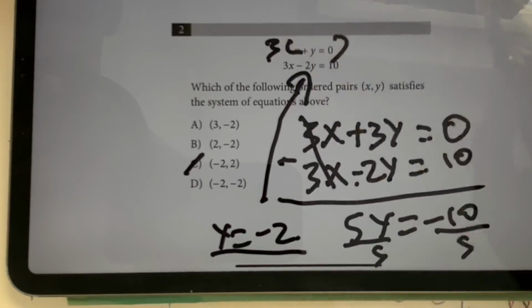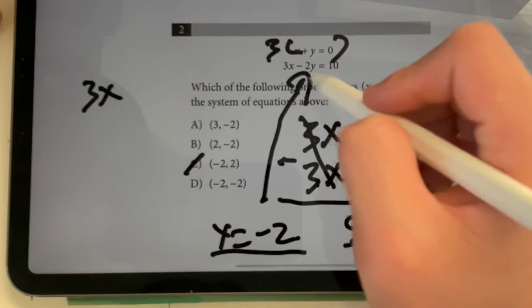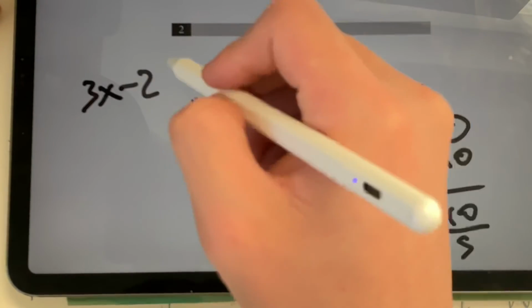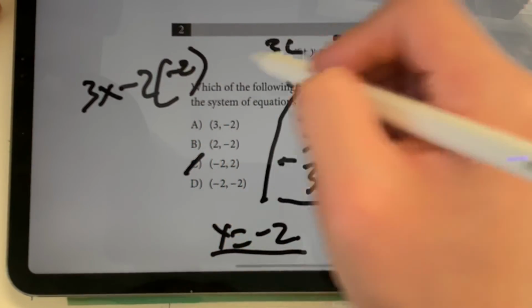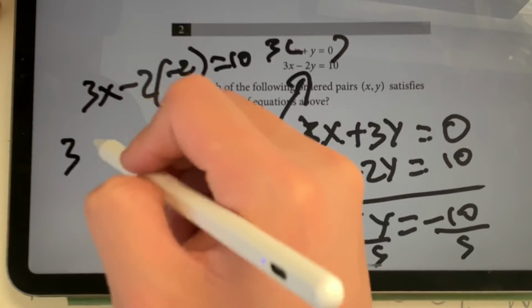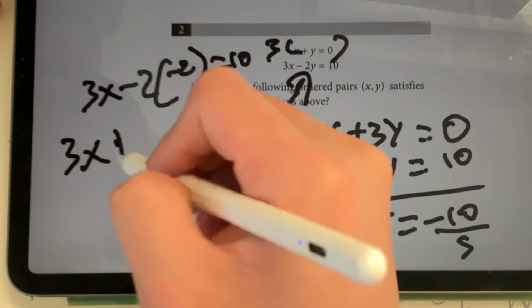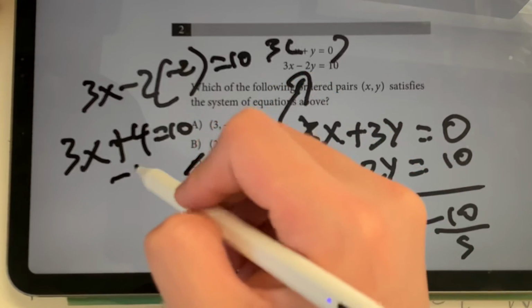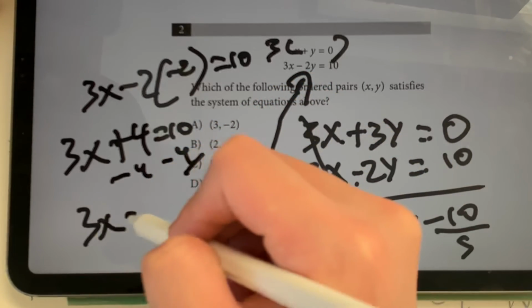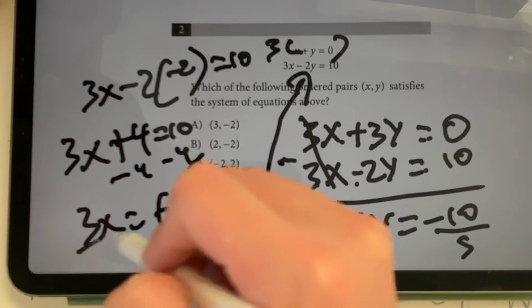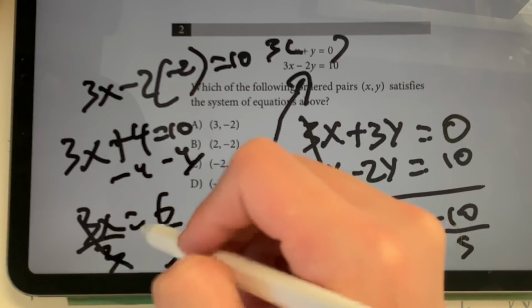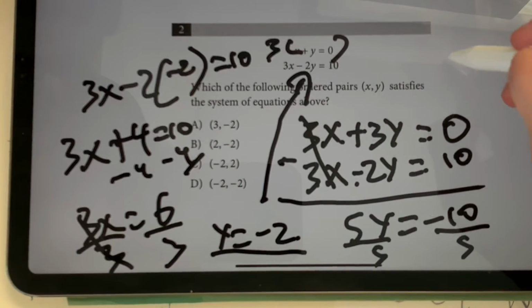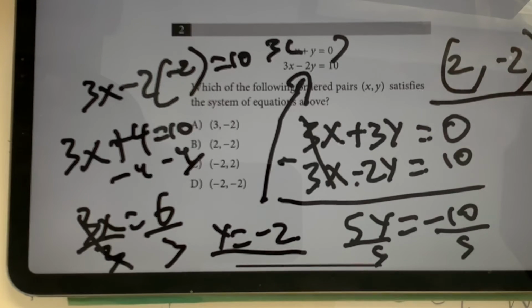So now I get 3x minus 2 times negative 2, because that's the value of y, is equal to 10. Now I get 3x, and negative 2 times negative 2 gives me positive 4. Negative times negative is positive, is equal to 10. Minus 4 on both sides gives me 3x is equal to 10 minus 4, which is positive 6. Divide by 3 to get x is equal to 2. It's giving me an answer of 2 as the x value and negative 2 as the y value. Meaning the answer has to be choice B.